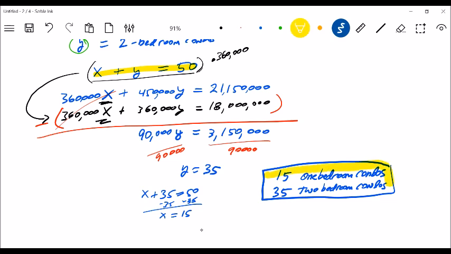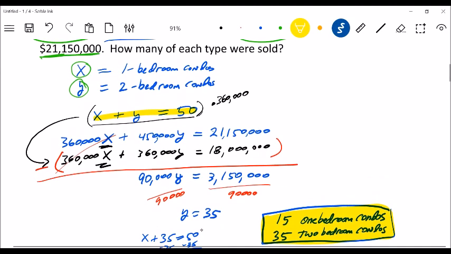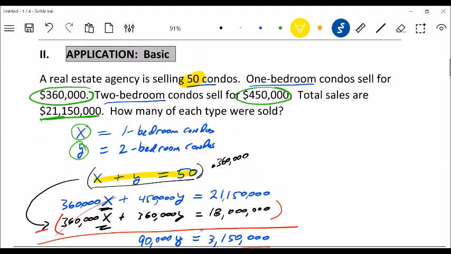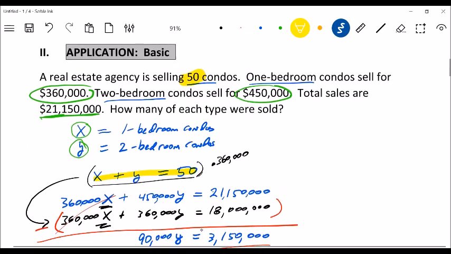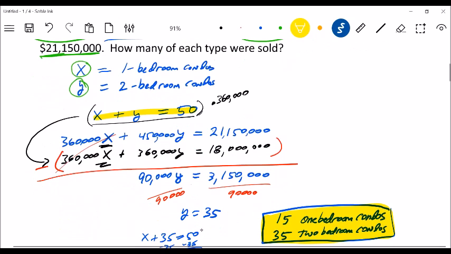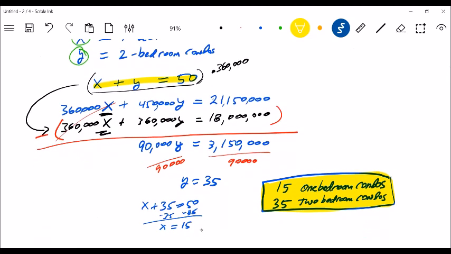Now, the only truly difficult part of this actually is arriving at the equations. That's why practicing similar ones to this and thinking carefully about the wording is important, and how I figured out X plus Y and adding them up to 50 and then multiplying with the amounts of money gives us our two equations. We're going to look at three other types of applications on the next pages.